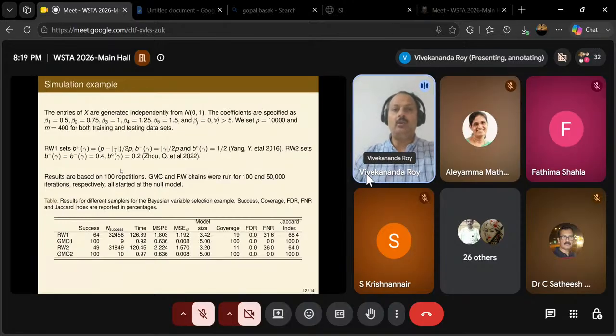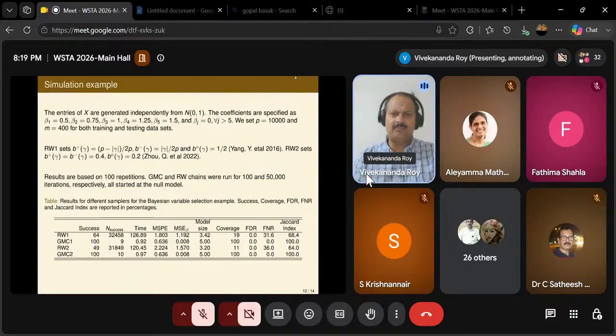Okay. Now, we ran the GMC chain, the proposed chain, only for 100 iterations, whereas the random walk chains we ran for 50,000 iterations, and we repeated these 100 times to basically create this table. In this table, I have a bunch of columns. You can see these are different measurements for comparing these algorithms.